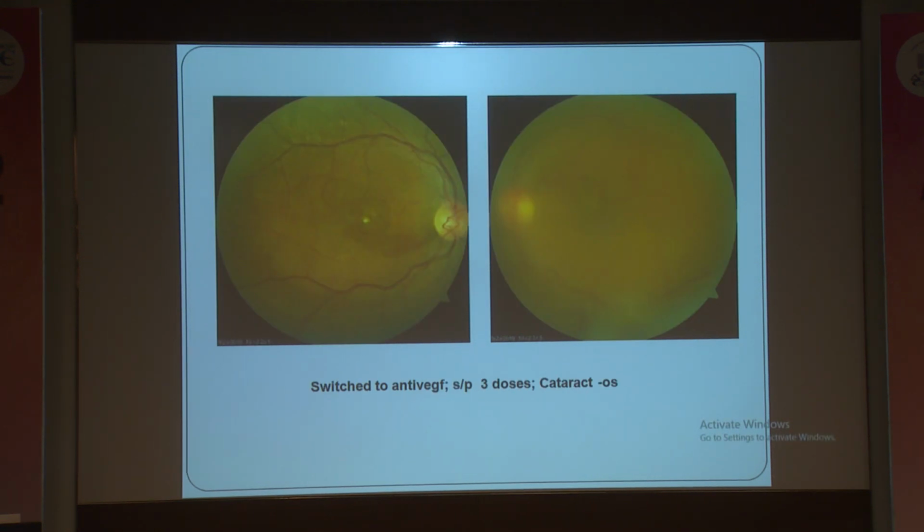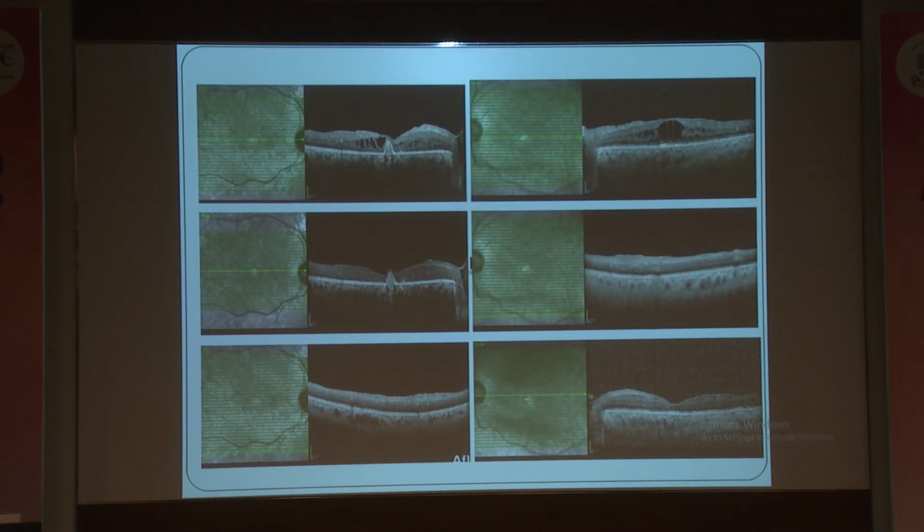And ultimately, after the delivery, we switched to anti-VEGF, and after 2 years of follow-up, you can see the retina was quite good looking, but there was development of cataract in the eye, and so cataract surgery was done, and this is the whole scenario of the patient, you can see.